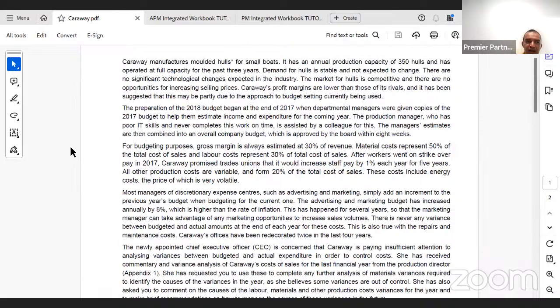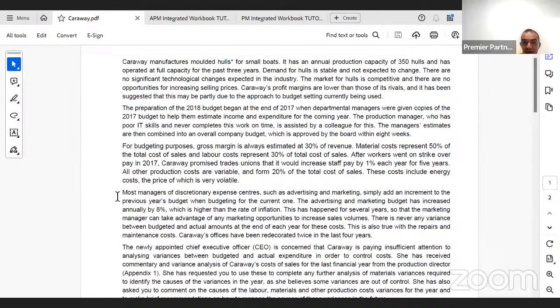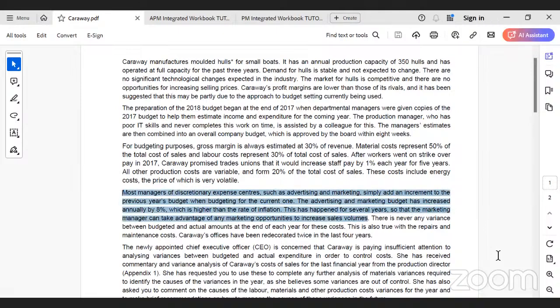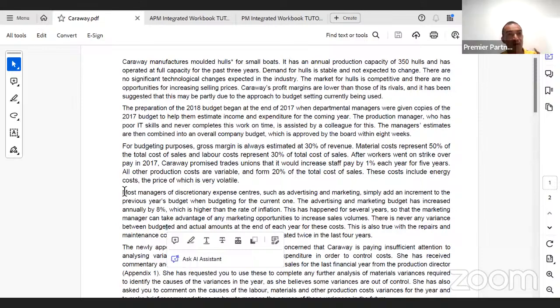Is it third paragraph or any other paragraph, which exactly tells you what kind of budgeting they are setting? The third paragraph is telling exactly what kind of budget they're setting, on incremental. Are you sure? Because the advertising and marketing budget has most manageable discretionary expense centers such as advertising and marketing simply add an increment to the previous year's budget. So that is fourth paragraph, isn't it? Fourth. Yeah, fourth. Yeah. So that is where they tell you what kind of budget they are using.